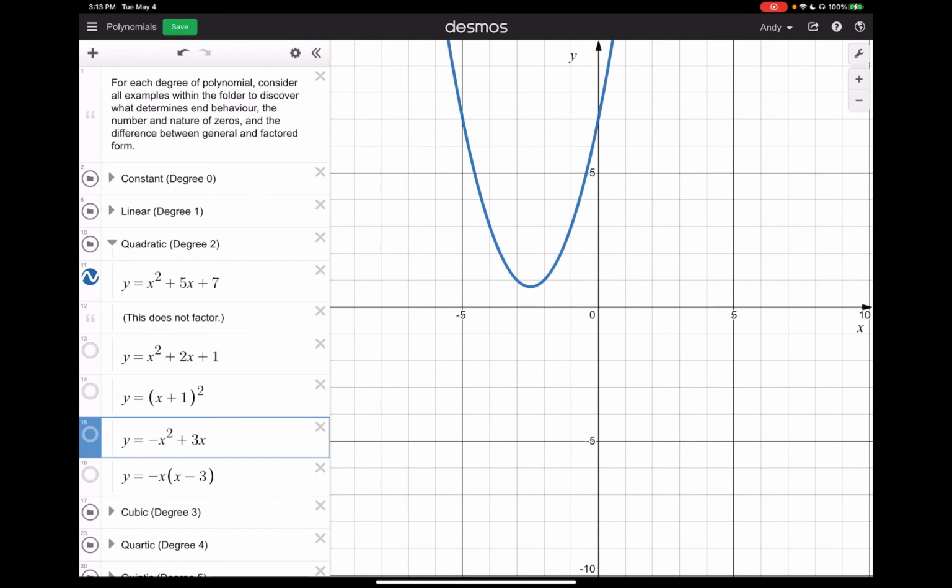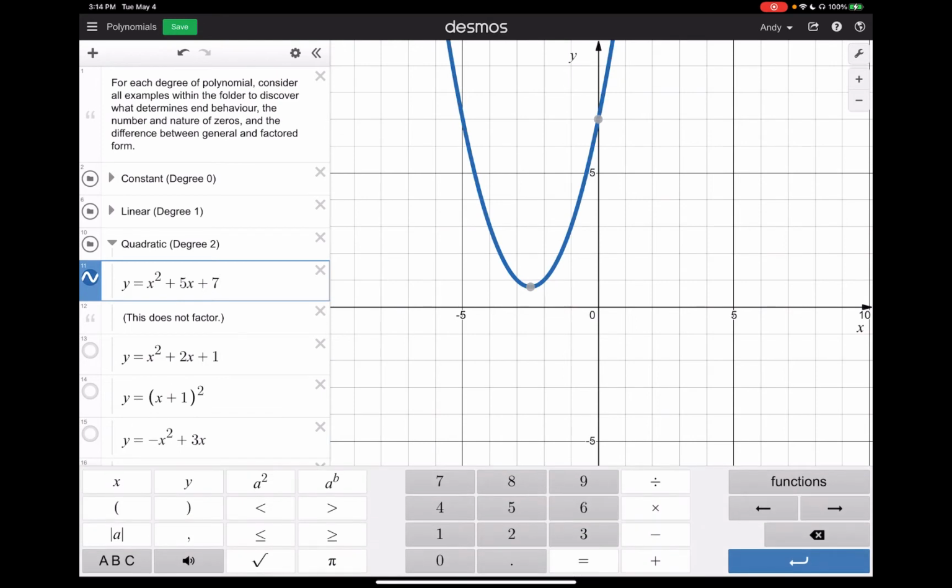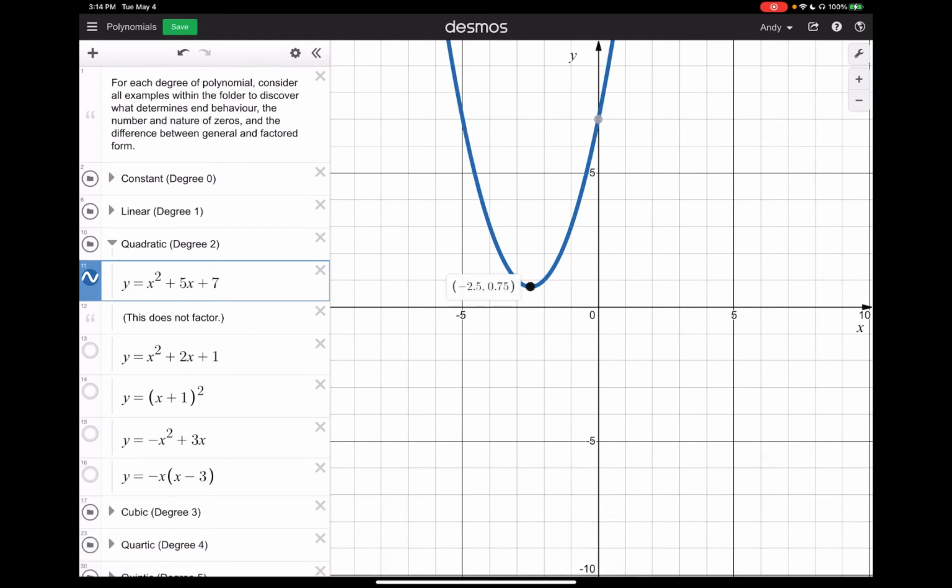So that's end behavior. Now the other thing is the number and nature of the zeros. With this blue graph here, you'll notice that the vertex is above the x-axis and this parabola opens up above that, so it never touches the x-axis. It doesn't factor, so we can't look at it in factored form. And there are no zeros here. So the minimum number of zeros, it is possible to have no zeros for a quadratic function.